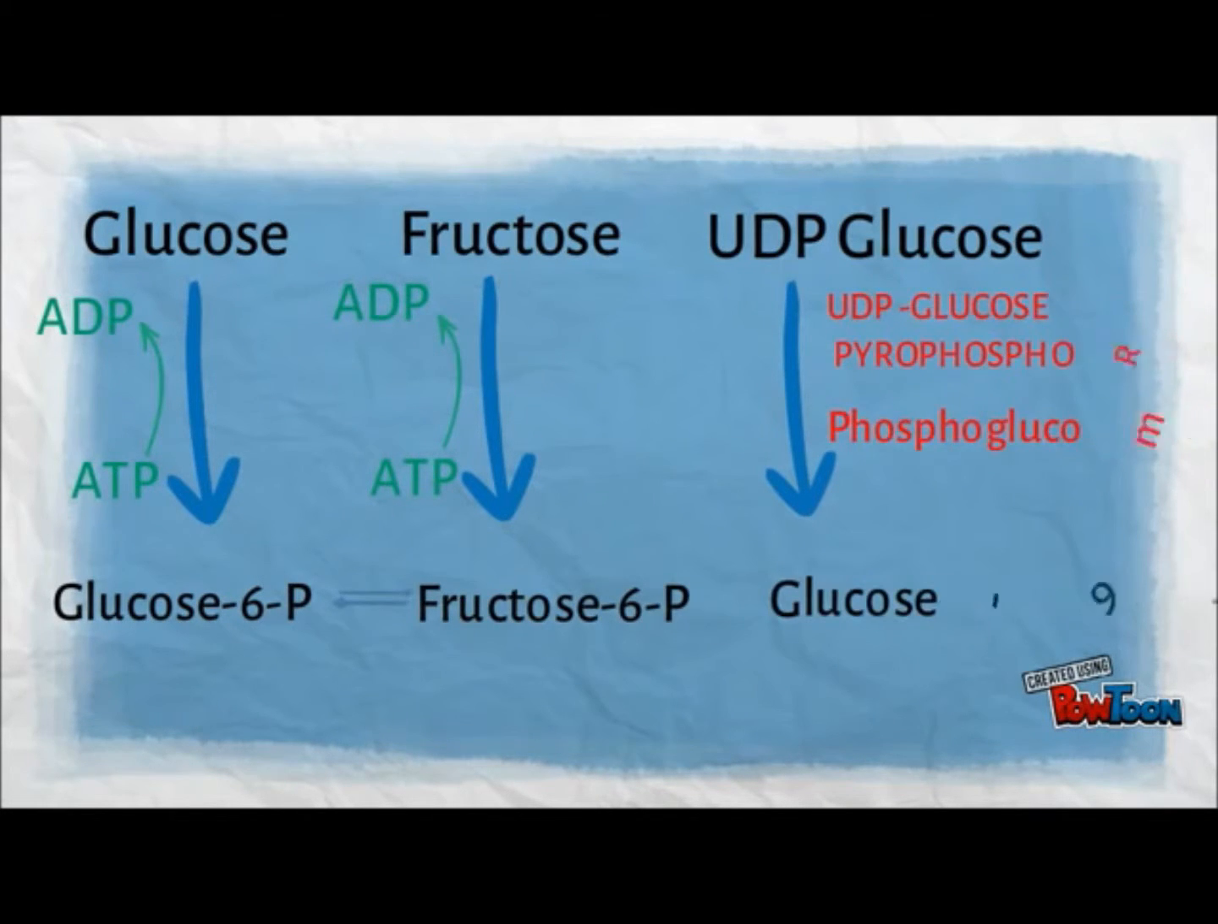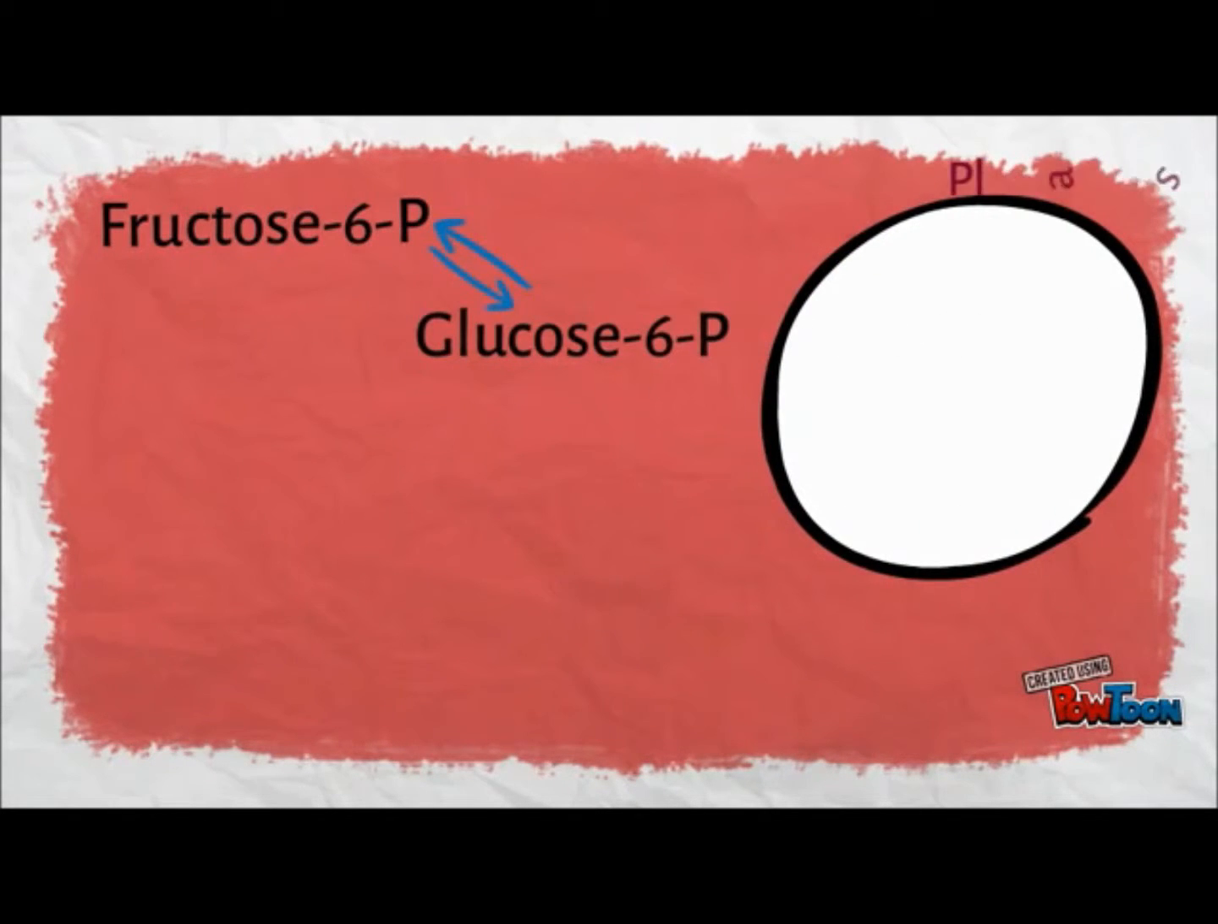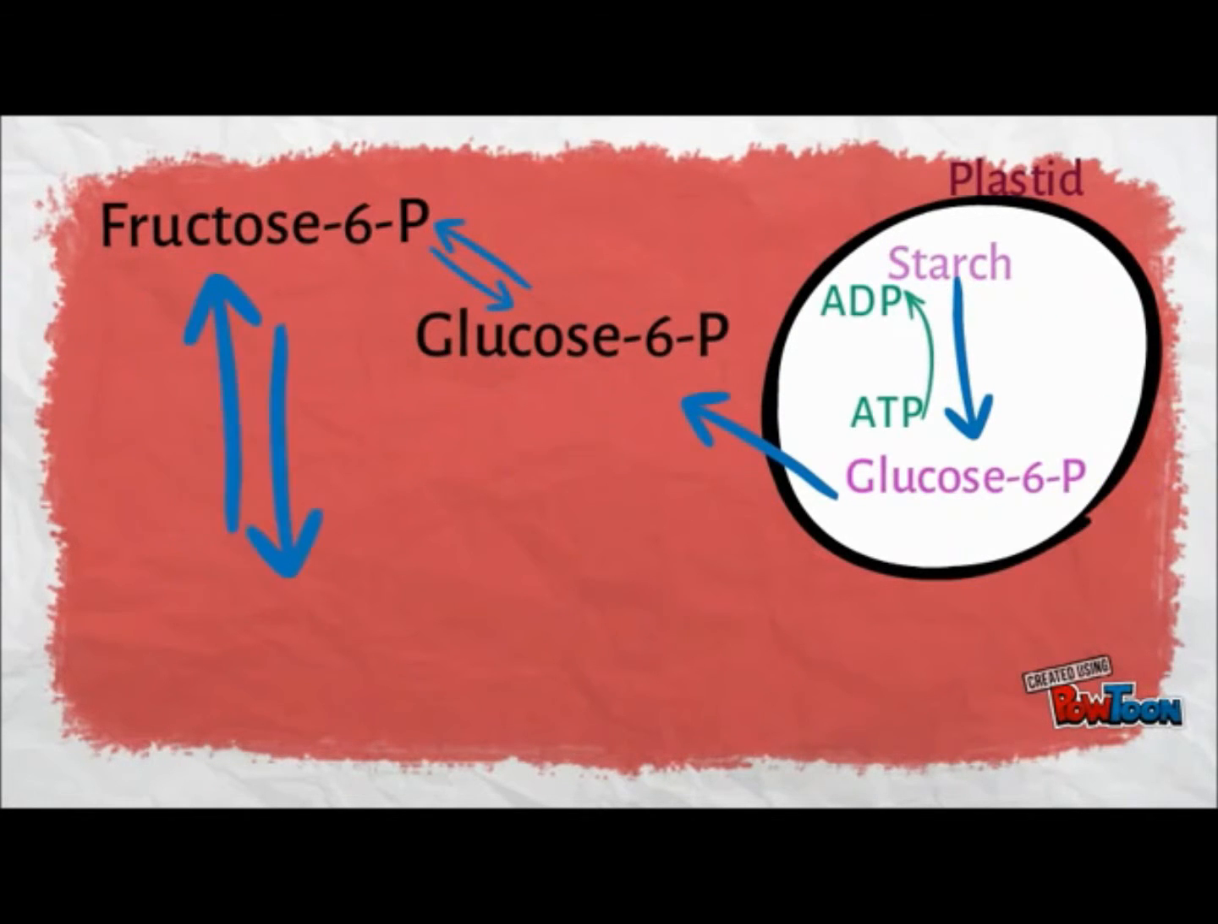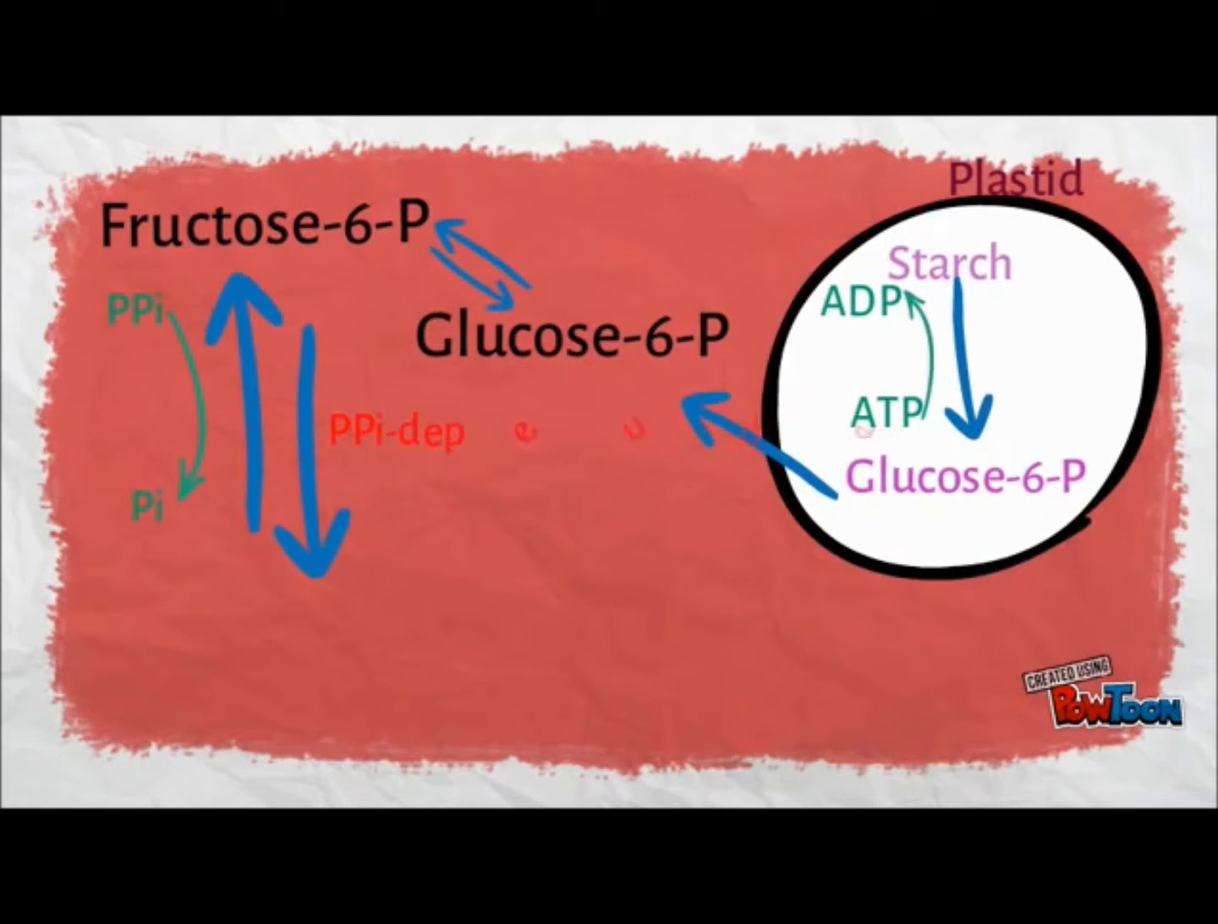UDP glucose is converted into glucose 6-phosphate by UDP glucose pyrophosphorylase. Glucose 6-phosphate can be converted into fructose 6-phosphate. Plastids convert starch into glucose 6-phosphate using a separate set of glycolytic isozymes and release it to the cytosol. Fructose 6-phosphate is converted to fructose 1,6-bisphosphate.